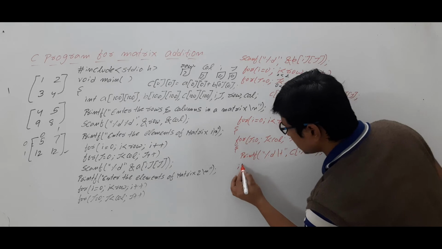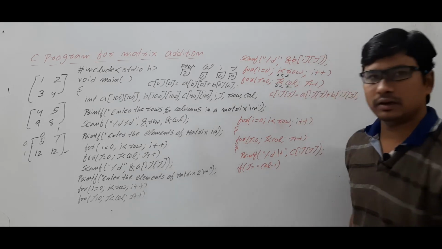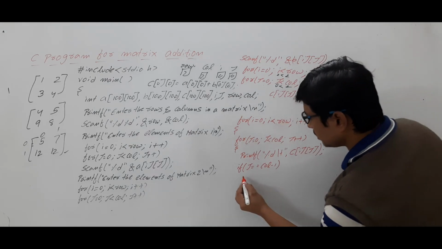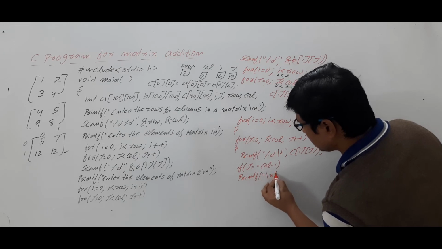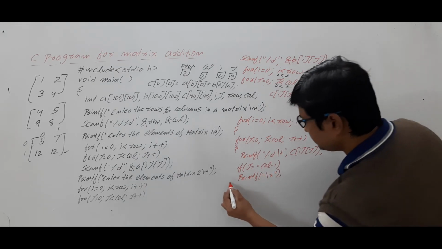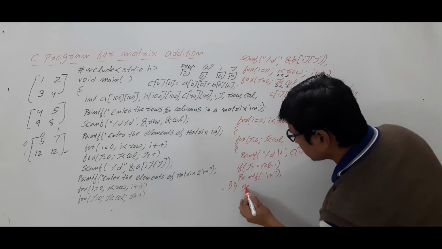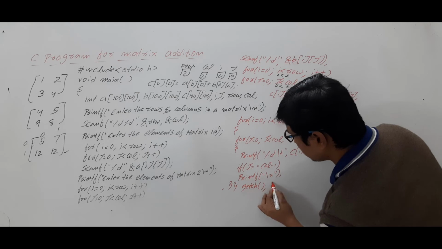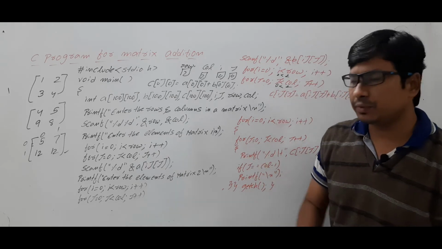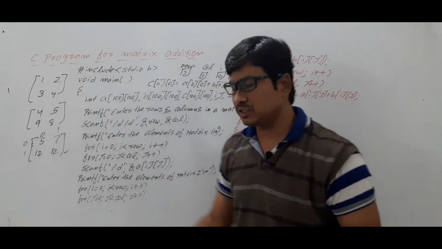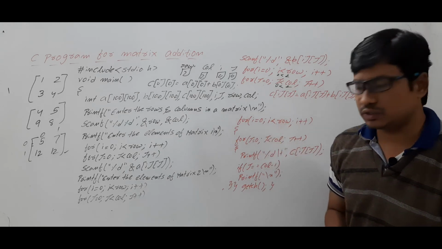And then you can check if j is equal to column minus 1. Then you can print a backslash n, I will discuss this point with you. I am closing the two loops and I am writing a getch function and I am closing the main function. Now the meaning of this point is that I want to print the result in matrix form. So suppose let's take that the row value is 2 and column value is 2.